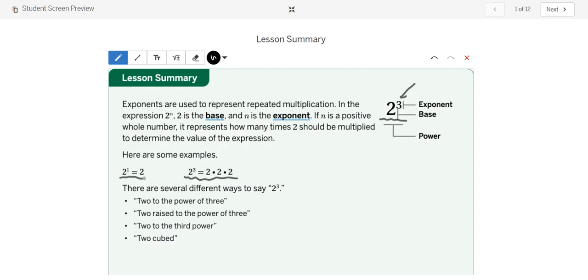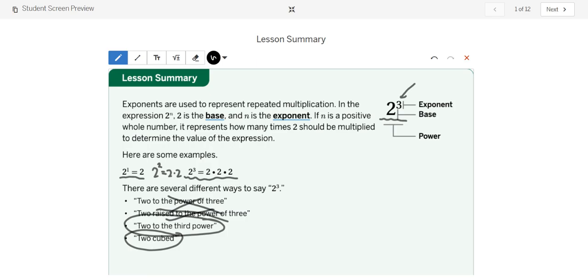2 to the first power is 2. 2 to the second power equals 2 times 2. And we can go back and forth. We also learned "raised to the power of 3." Nobody says that. We say this 2 to the third power. And we're going to get into cubed versus squared.